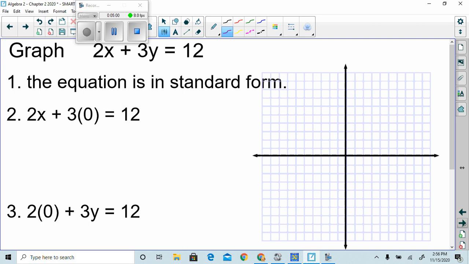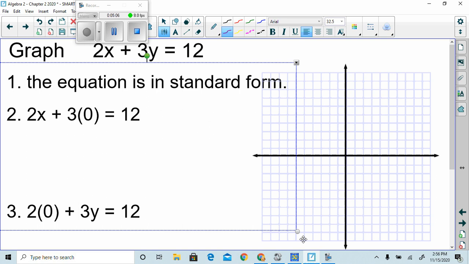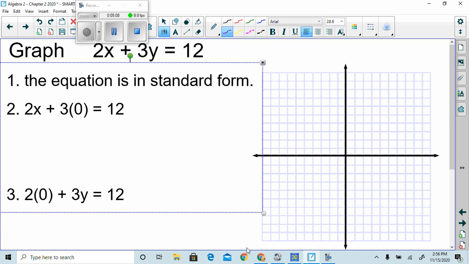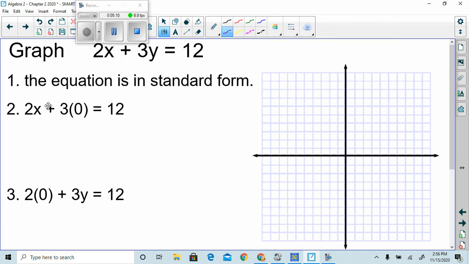Given an equation, first of all, we have to see if it's in standard form, and this one is in standard form. It's in the ax plus by equals c form. So what are we going to do? We're going to find our x-intercept by setting y to 0. I've already set it up here. I take the original equation, I replace y with 0. I now will solve for x.